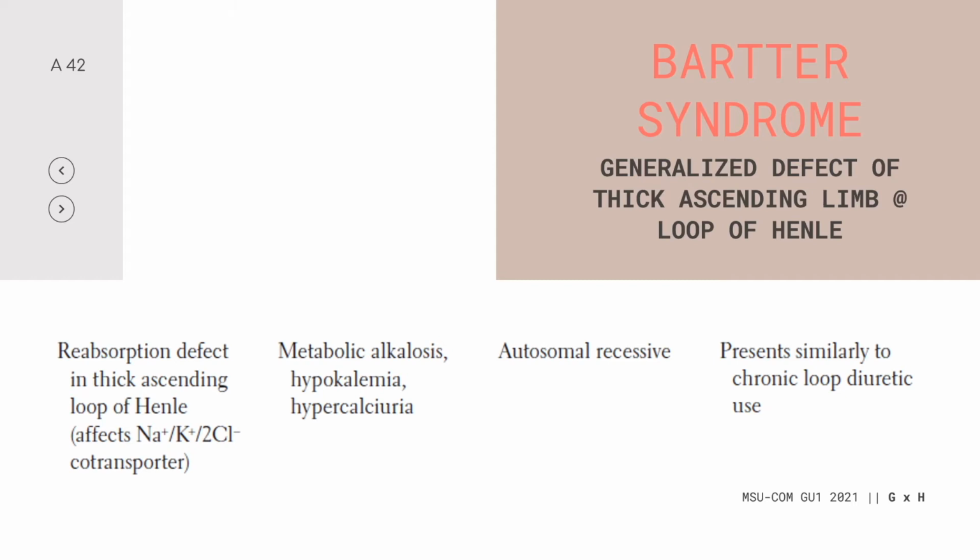metabolic alkalosis because of chloride excretion, hypokalemia because of potassium excretion, and hypercalciuria, which is because, supposedly in normal cases, the sodium-potassium-2-chloride cotransporter's actions would contribute to the reabsorption of calcium via paracellular diffusion. However, in Bartter syndrome, the cotransporter is affected. Therefore, the calcium remains in the tubules and is excreted in the urine.